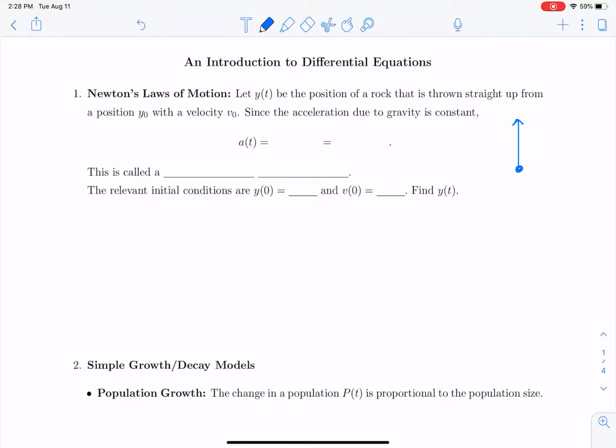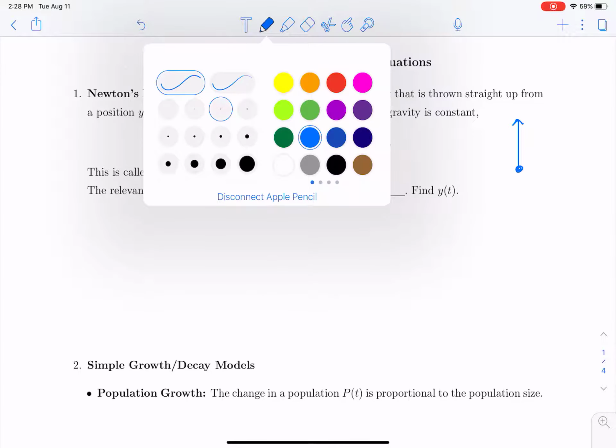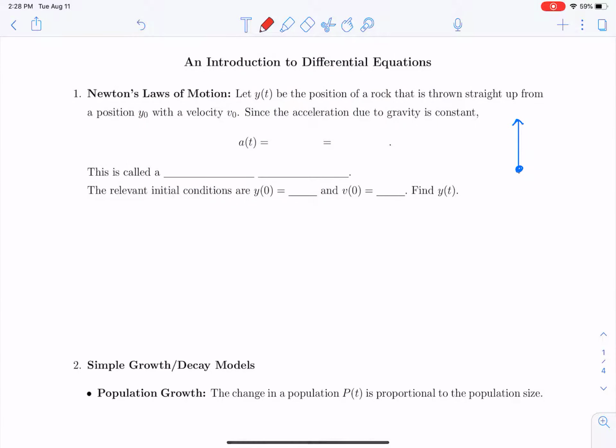Well, as we throw that rock straight up into the air, there's a force that's pulling down on that rock. And that force is the force due to gravity. So there'll be some force due to gravity, which is pulling down on that rock. And we want to just describe the motion of that rock over time.